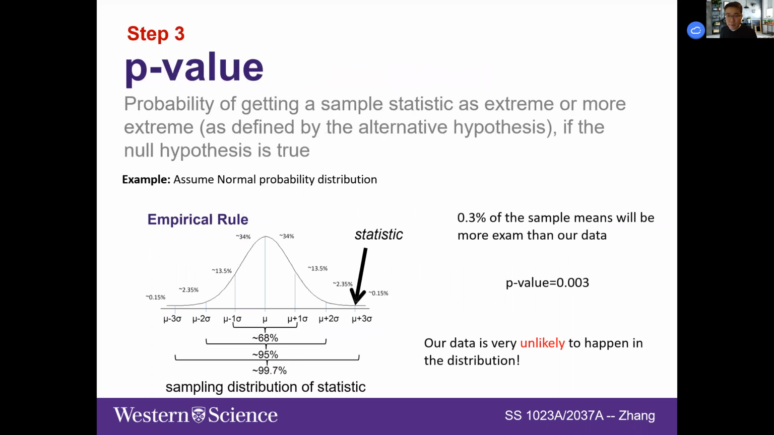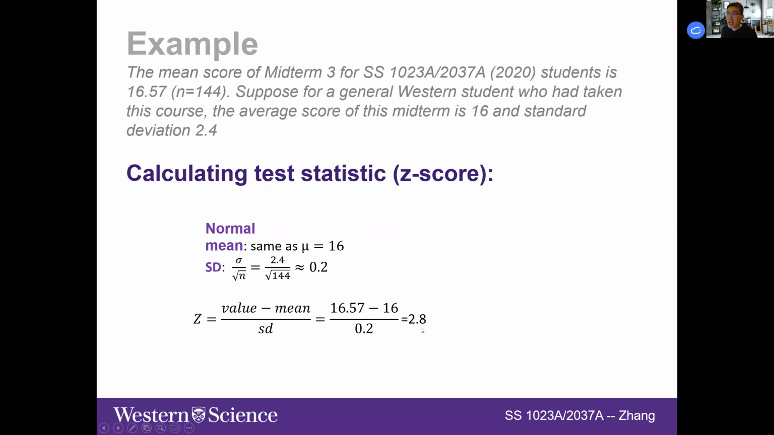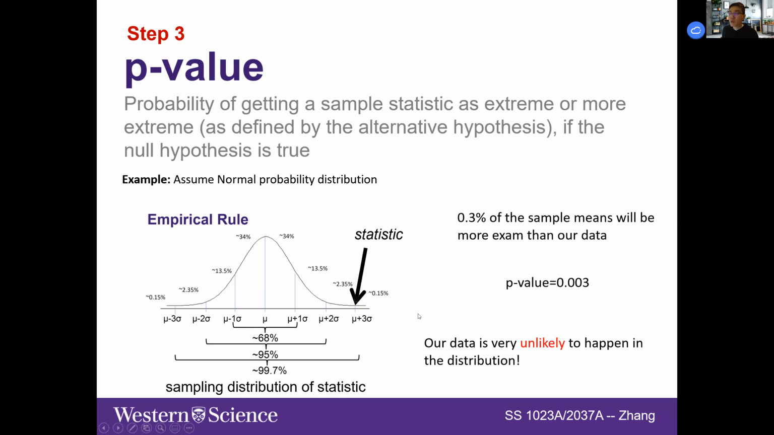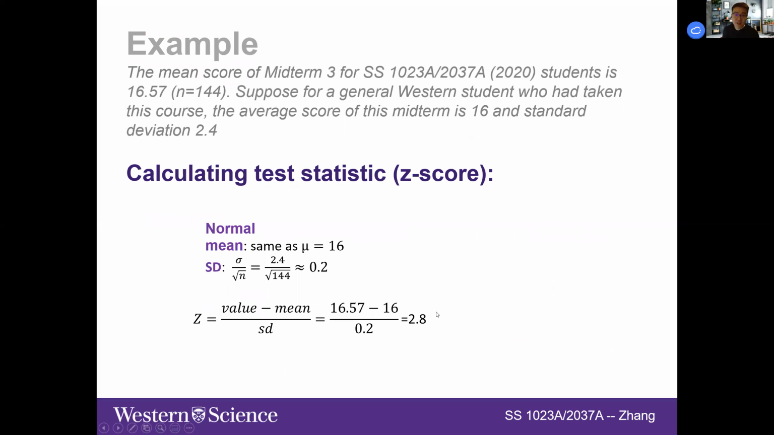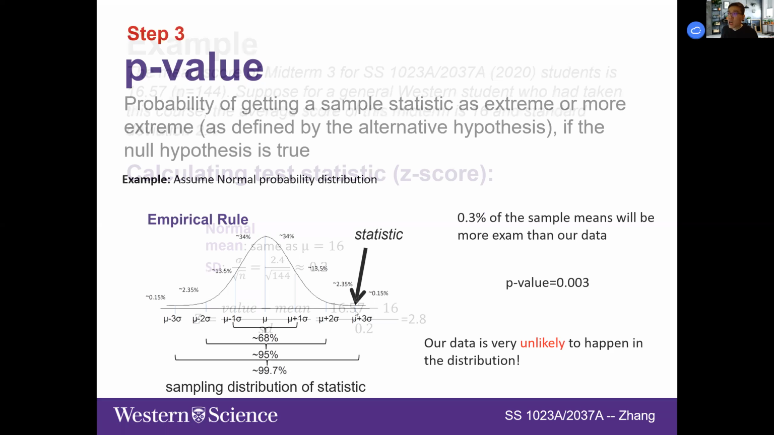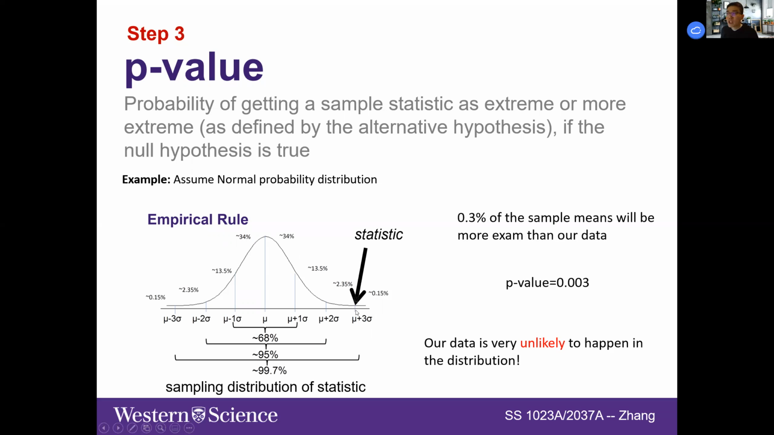Okay, so there's a question about explaining again how to compute the p-value. Here, the p-value is computed according to our empirical rules. First of all, we need to know the z-score, to know the location of our data in the sampling distribution. Remember, just now we had 2.8. And for simplicity, I just regard this 2.8 as equal to 3.